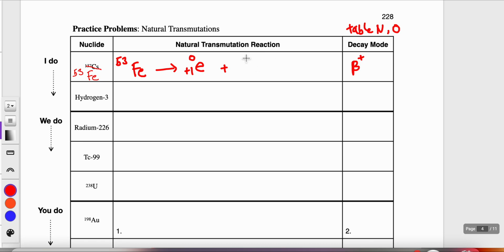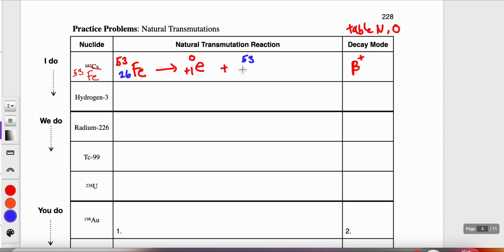Now I need to figure out the mass and atomic number and the symbol of the new atom that is formed. So to do that, I also need to know Fe's atomic number. So I look on the periodic table and I find that Fe's atomic number is 26. So my new structure, the positron takes none of iron's 53 AMUs. So my new structure has a mass of 53, but the positron affects the atomic number as a +1. So whatever I put here, this number plus a +1 needs to equal 26.